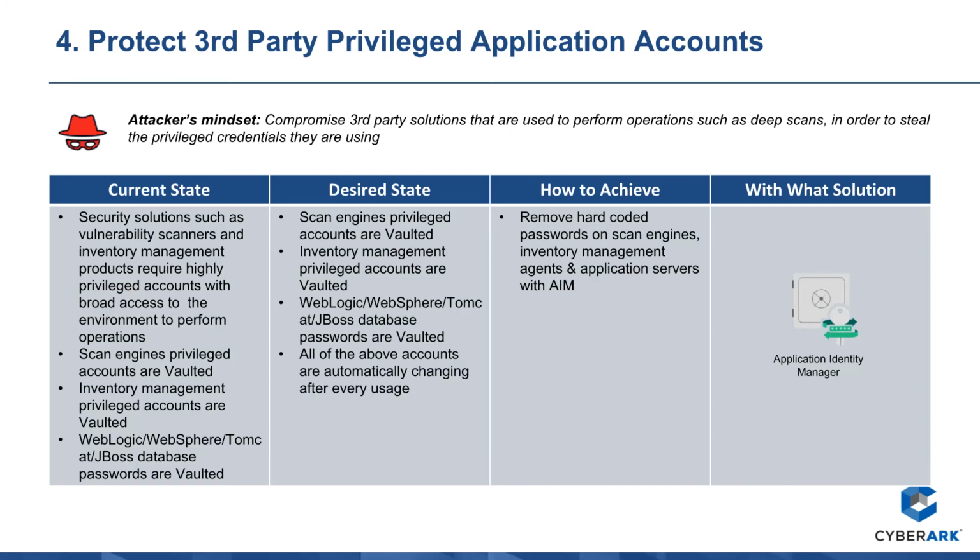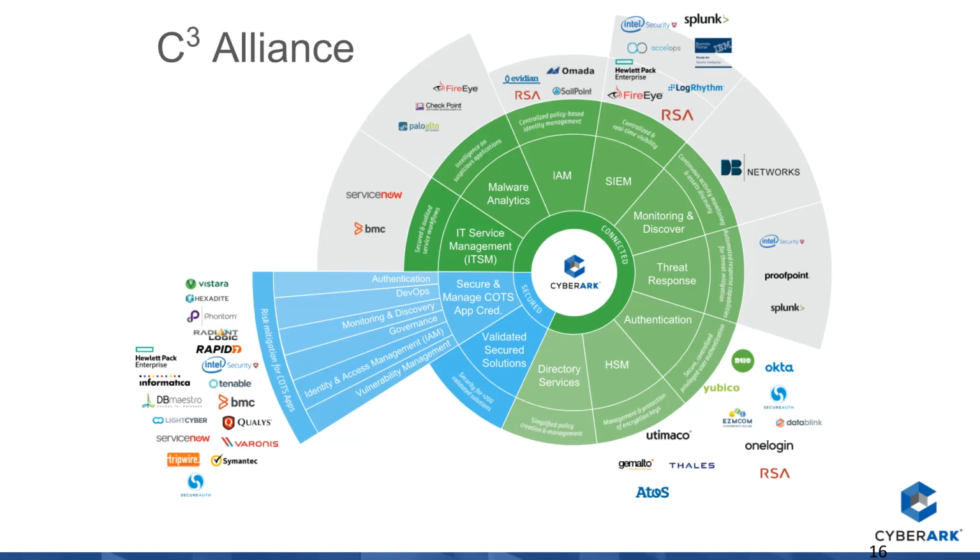So how does CyberArk address this? Well, the first thing that we need to understand is the architecture leveraged by that third-party tool. Understanding that architecture will help us to determine what the appropriate flavor of CyberArk's Application Identity Manager, our secure API to the vault, should be applied for that particular tool.